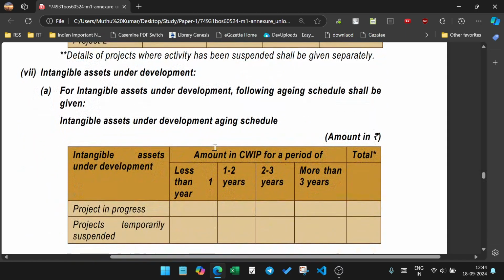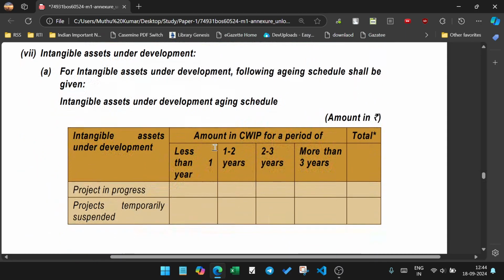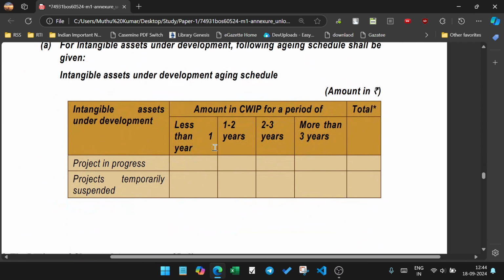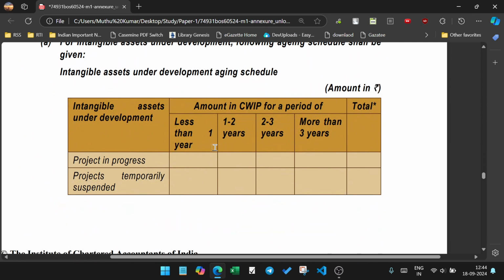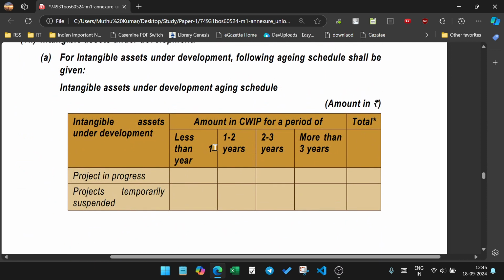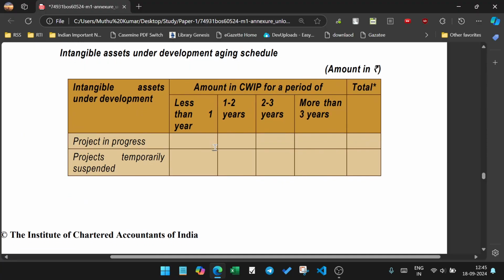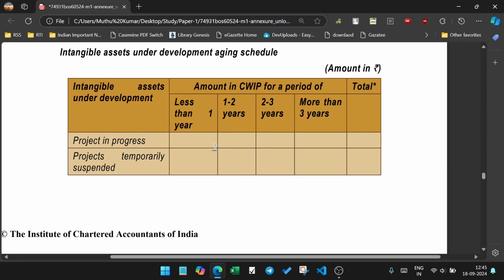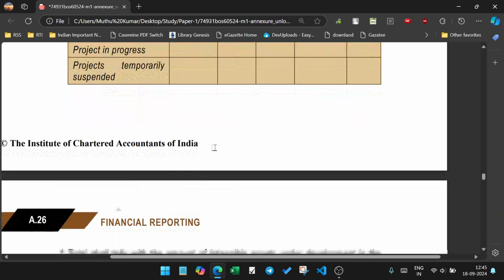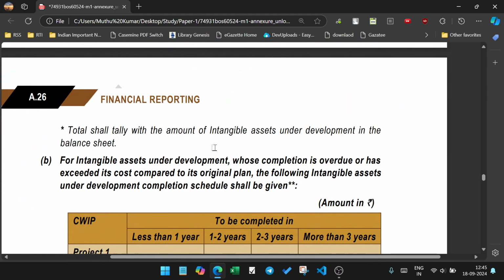Intangible assets under development. For intangible assets under development, the following age-based report shall be given: intangible assets under development, amount in capital work in progress for the period. Projects in progress, projects temporarily suspended, less than 1 year, 1 to 2 years, 2 to 3 years, more than 3 years, total. The total shall be tallied with the amount of intangible assets under development in the balance sheet.